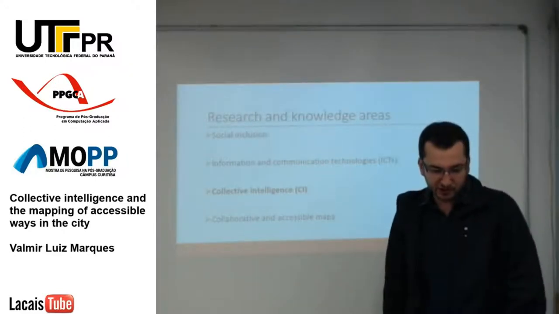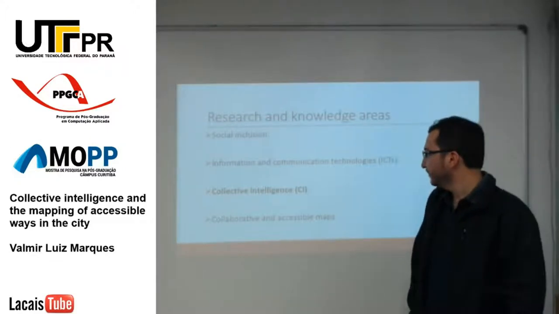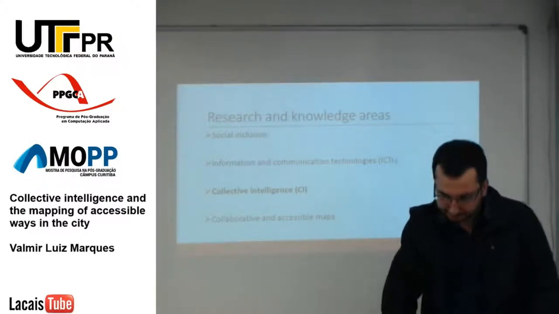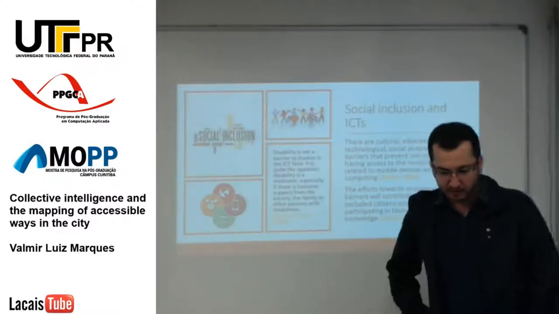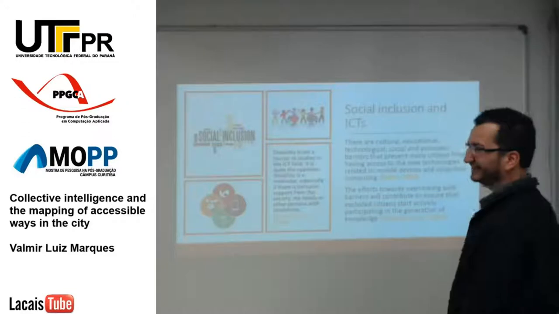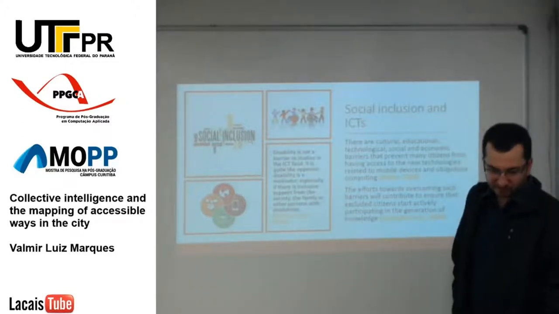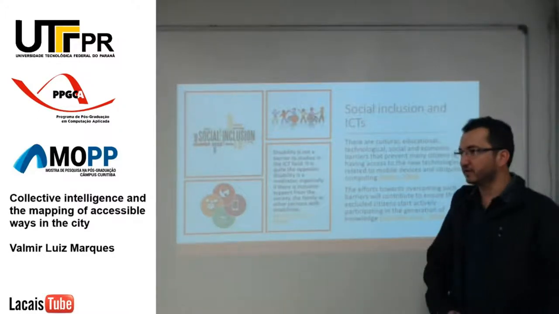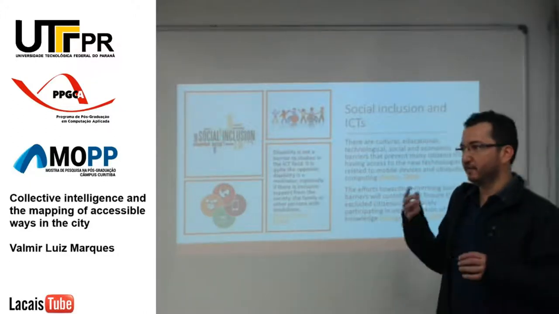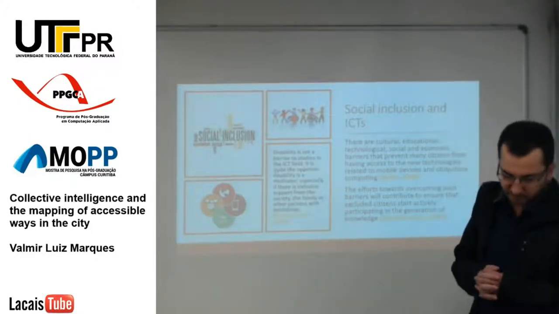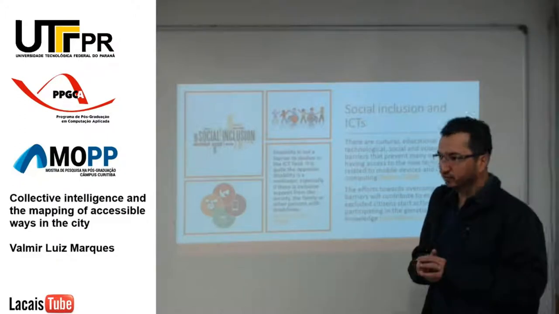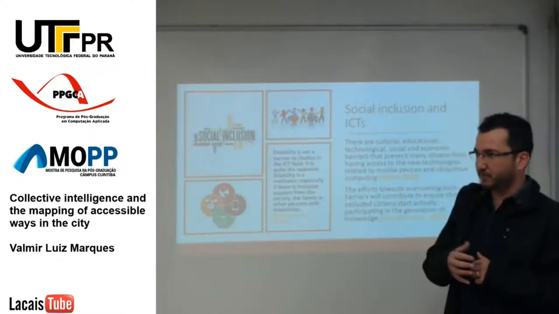About our research and knowledge areas: we will talk about social inclusion, information and communication technologies, the ICTs, collective intelligence, and collaborative and accessible maps. With social inclusion, we got some findings about disability. Disability is not a barrier to students in the ICT field, so it's quite positive. Disability can be a motivator to incentivize other people to participate and want to help others. And if you have incentive from the family, you can improve this collective intelligence. And there is no culture or education here to include the citizens. So we need to make a difference and include people in our society.